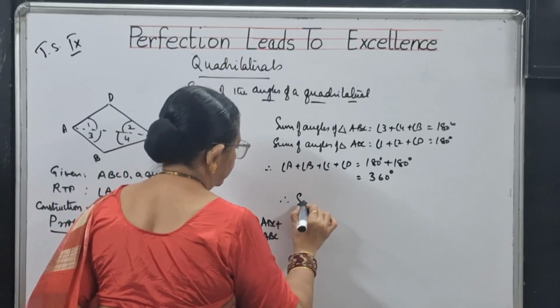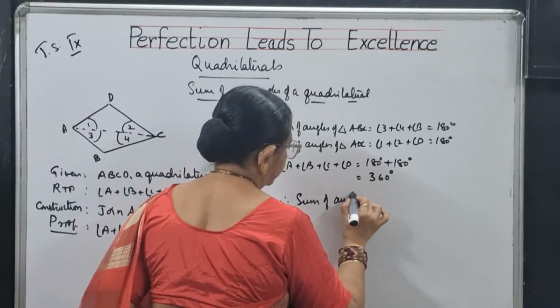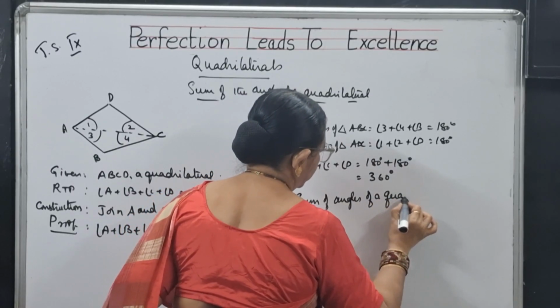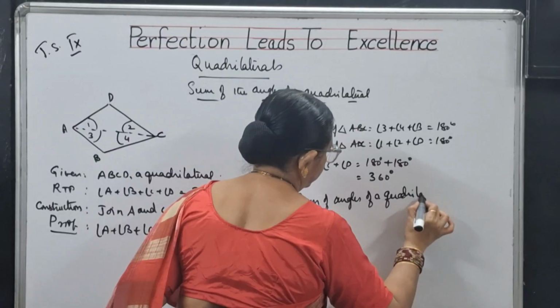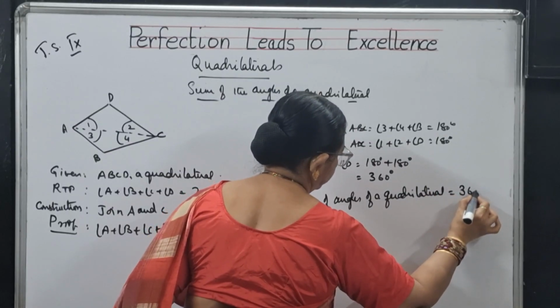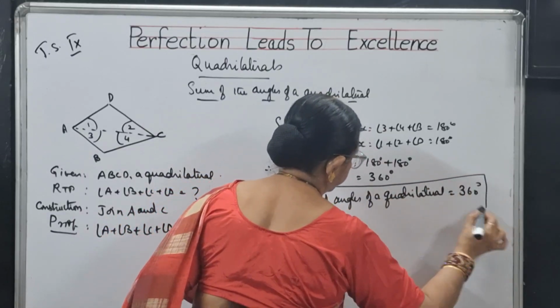Therefore, the sum of angles of a quadrilateral is equal to 360 degrees. So this is a property, children.